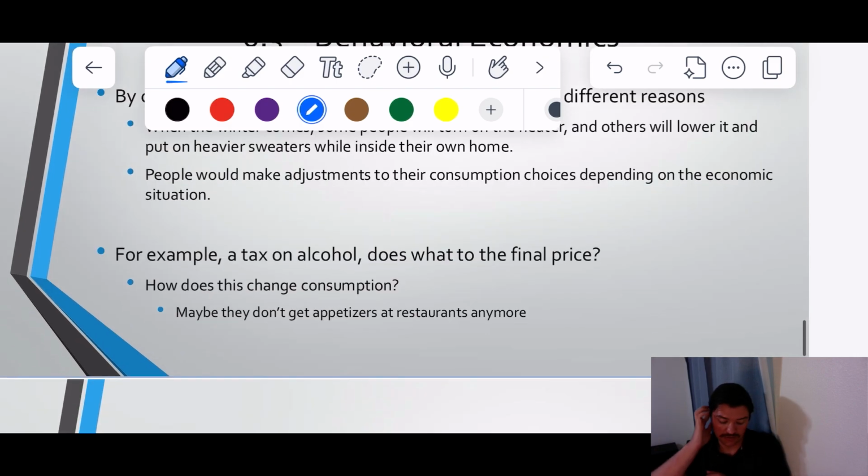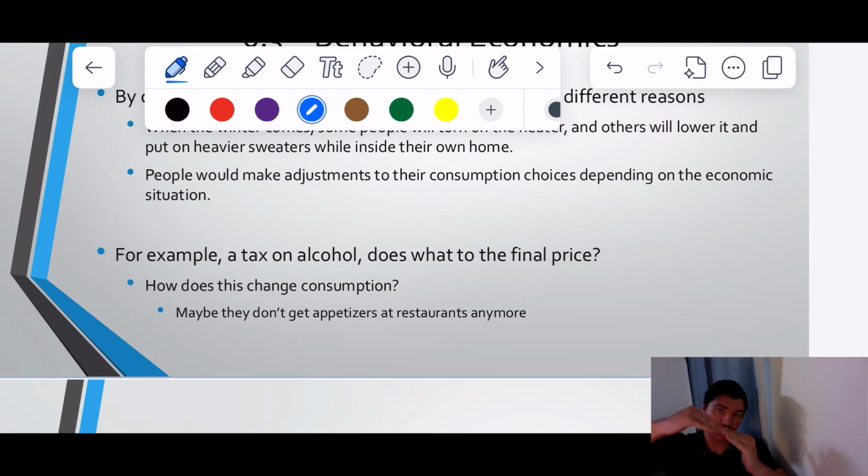Like for example, a tax on alcohol, what would this do to final price? So as we saw with tax incidence, by putting a tax on something and changing the supply curve, the prices will be higher. But how does this change consumption? Somebody might have to pay more for alcohol if they go out to a restaurant. And so basically they have to adjust their consumption given their budget. So maybe now they don't get appetizers at a restaurant anymore. Okay.